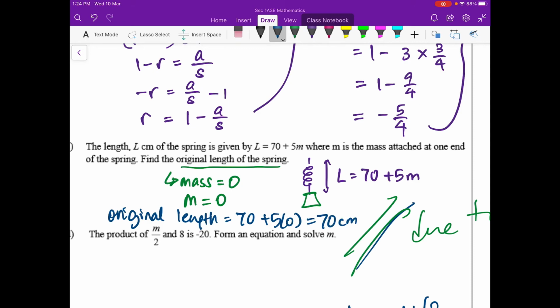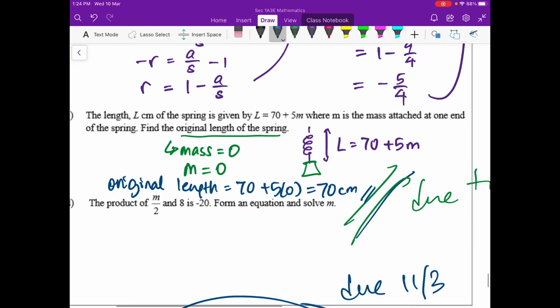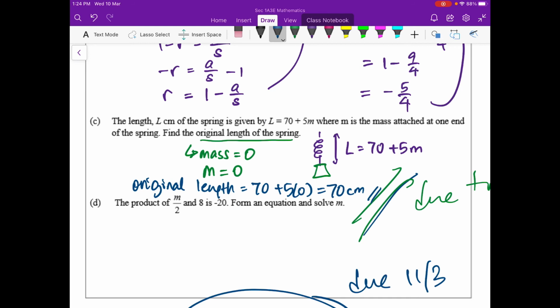Wait, I got 70. I just take away the 5. Why would you take away the 5? I don't know. Wait, because I said my unit. Can you visualize what's happening?